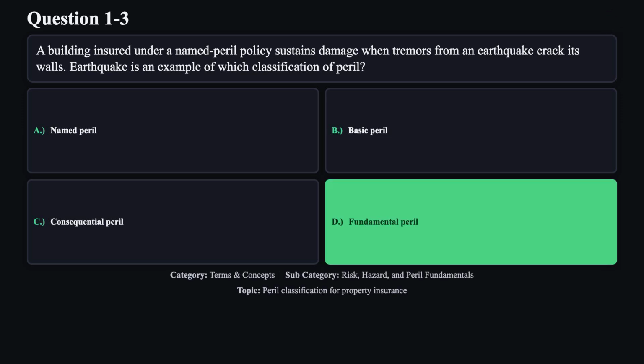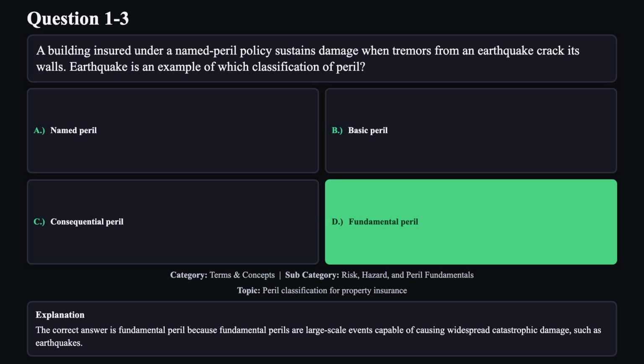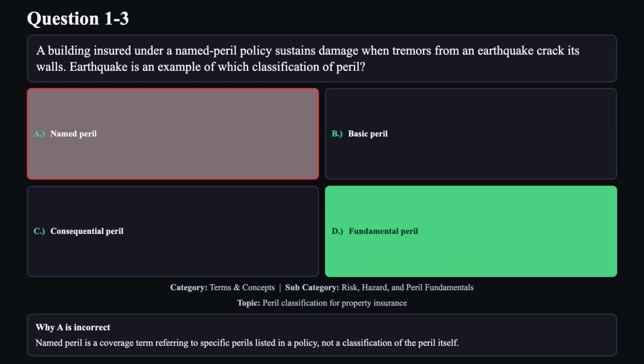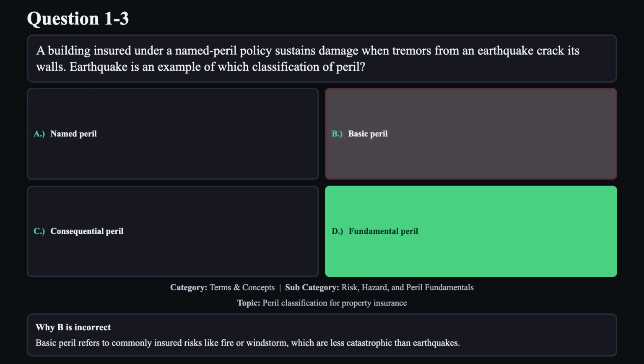The correct answer is D. The correct answer is fundamental peril because fundamental perils are large-scale events capable of causing widespread catastrophic damage, such as earthquakes. Reason A is not correct. Named peril is a coverage term referring to specific perils listed in a policy, not a classification of the peril itself.